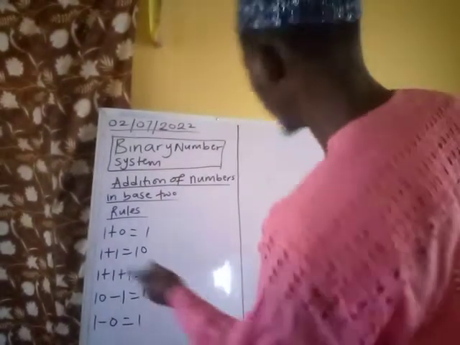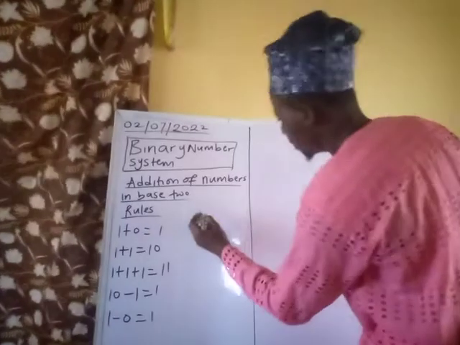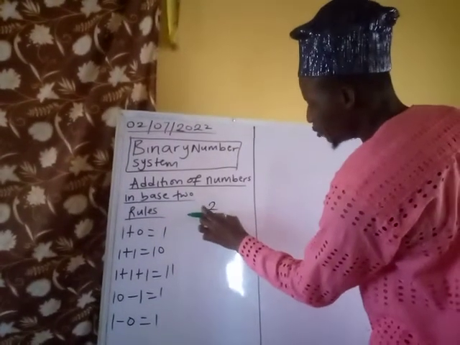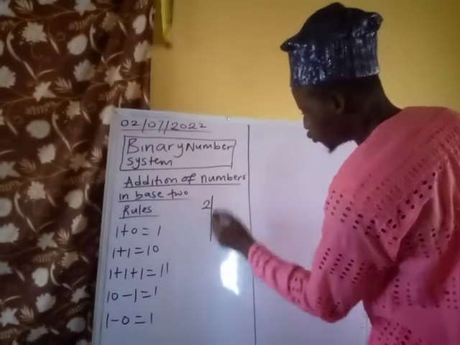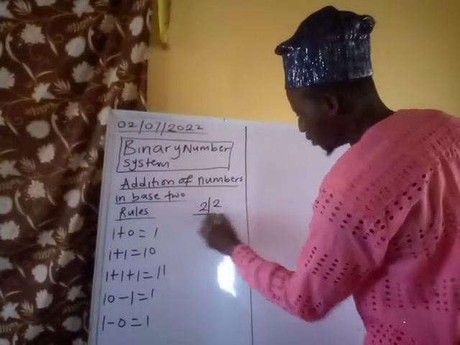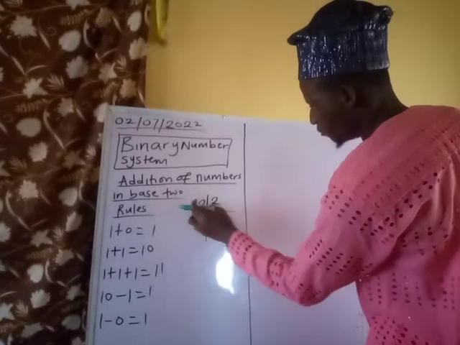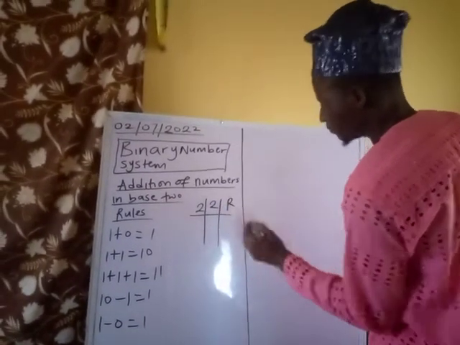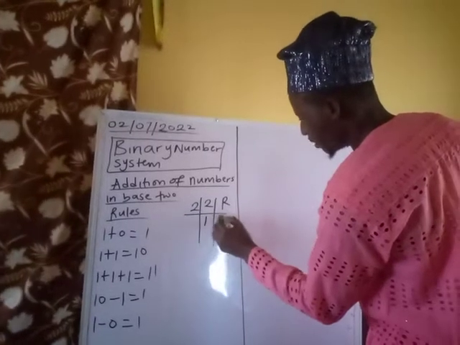Now, how they got this 10 is like this. We know that 1 plus 1 is 2, isn't it? You now convert this answer you got to base 2 by dividing that value with 2. You understand? This 2 you divide it by, because the question is in base 2. So our remainder is going to be here. So 2 in 2 is 1, remainder 0.